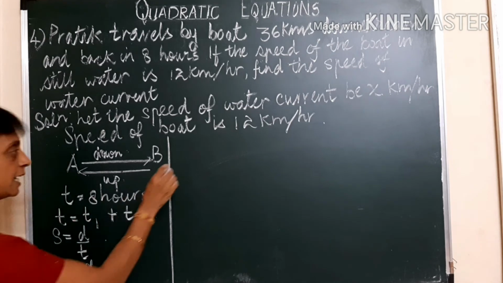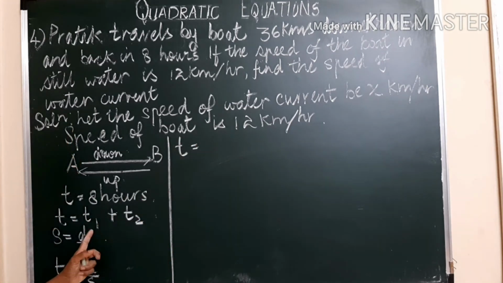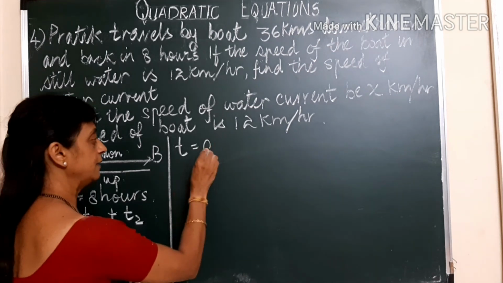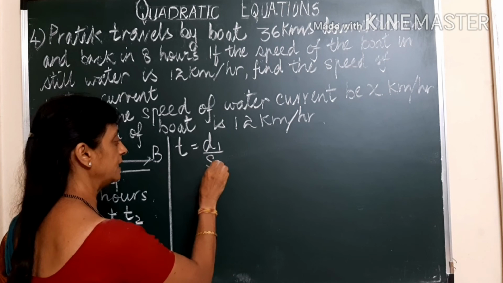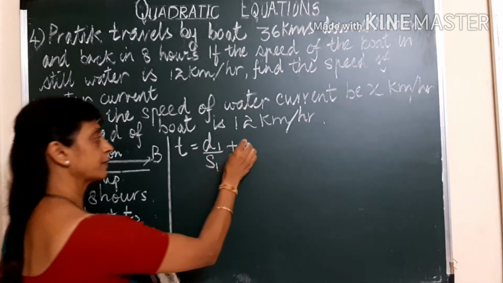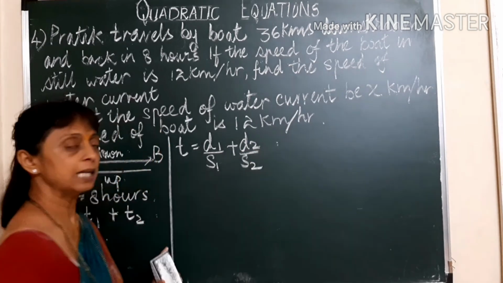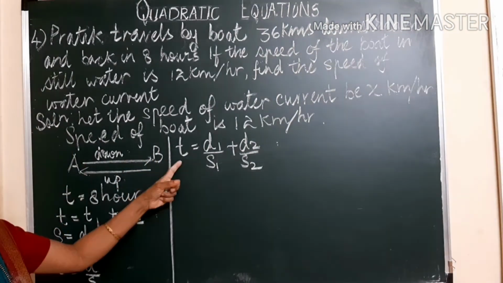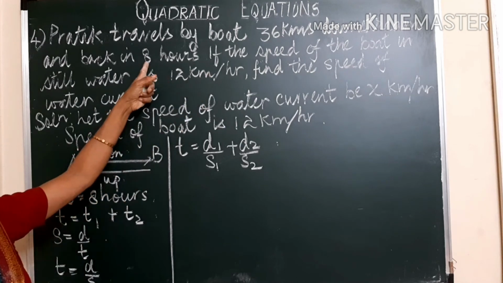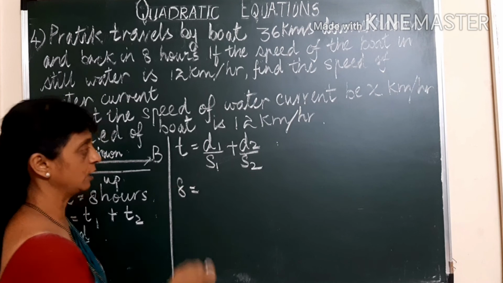Therefore, the total time T, which comprises the sum of T1 plus T2, but what will be T1? It will be D1 upon S1 plus what will T2 be? It will be D2 upon S2. Let's substitute. What is the total time given? The total time given is 8 hours. So this will be 8, which is equal to.